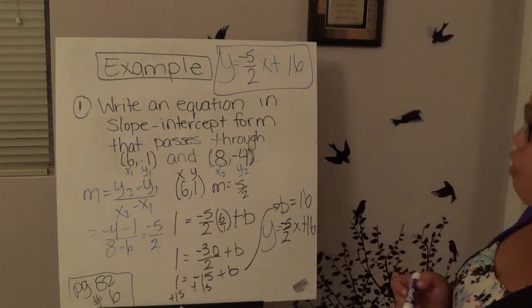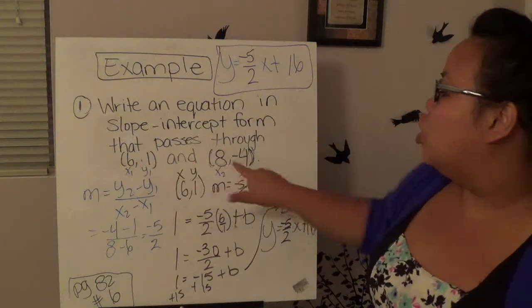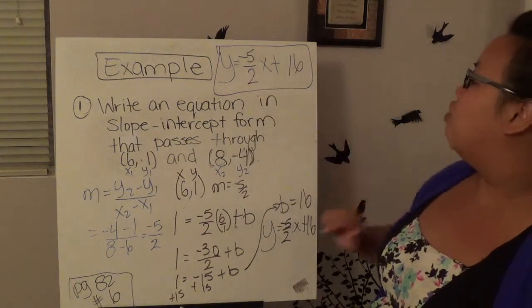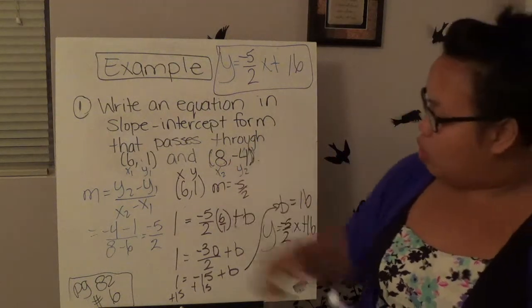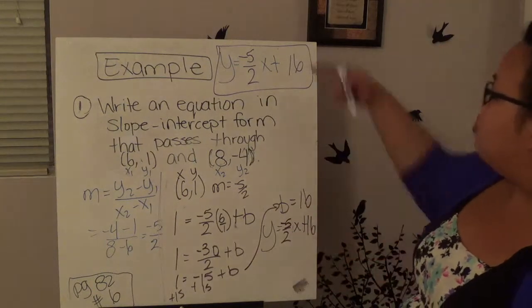So the equation of my line, okay, that passes through these 2 points, is y equals negative 5 over 2 x plus 16. So I know that's a lot of work. We broke it down to 3 steps. First we found the slope, and then we found b, and then we plugged it in.